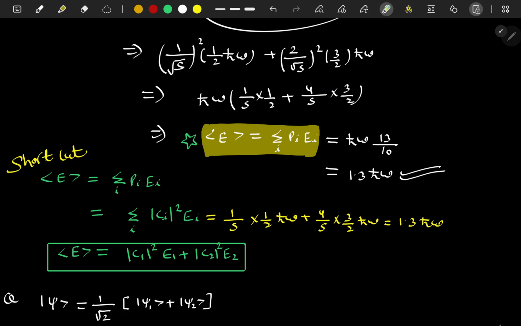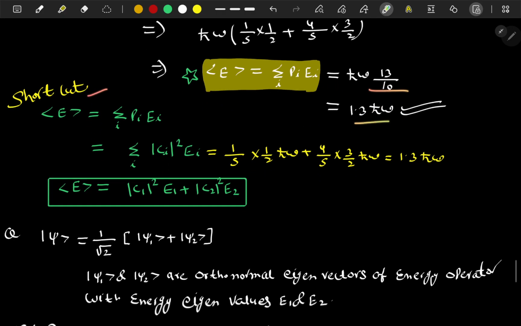It can also be calculated by the shortcut method, giving 1.3 h cross omega. How will we do it? The summation of Pi Ei, which we can calculate if the wave function is normalized, where Pi is c squared. So what will c squared be? 1 by 5 and 4 by 5, and Ei will be 1 by 2 h cross omega and 3 by 2 h cross omega. So simply from the sum of Pi Ei, the expectation value can be calculated as 1.3 h cross omega.